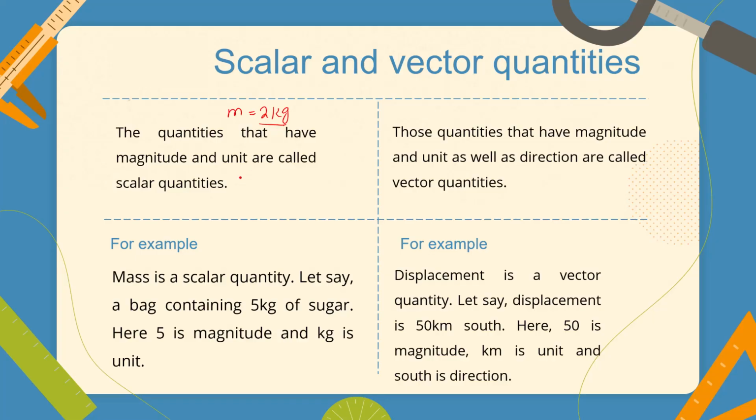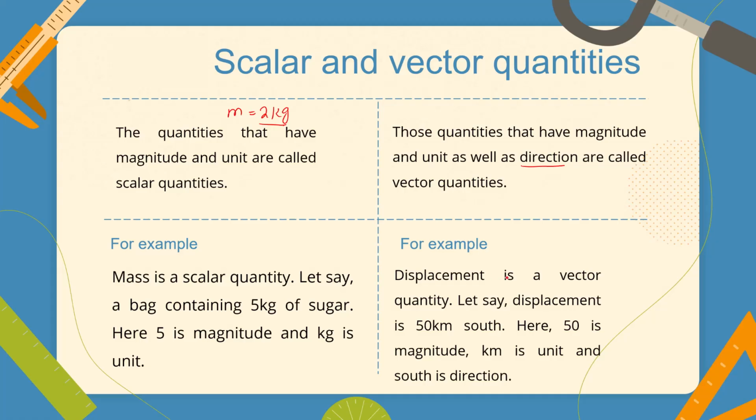But vector quantities are those quantities that have magnitude, unit as well as direction. These are basically called vector quantities. The difference between scalars and vectors is basically a single factor, which is direction. The vectors have direction but the scalars do not. Scalars have only magnitude and unit, but vectors have magnitude, unit as well as direction.